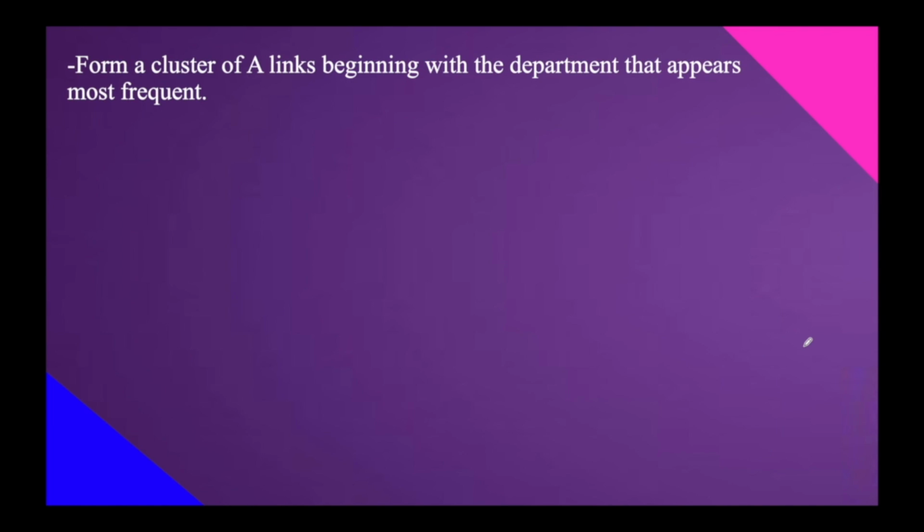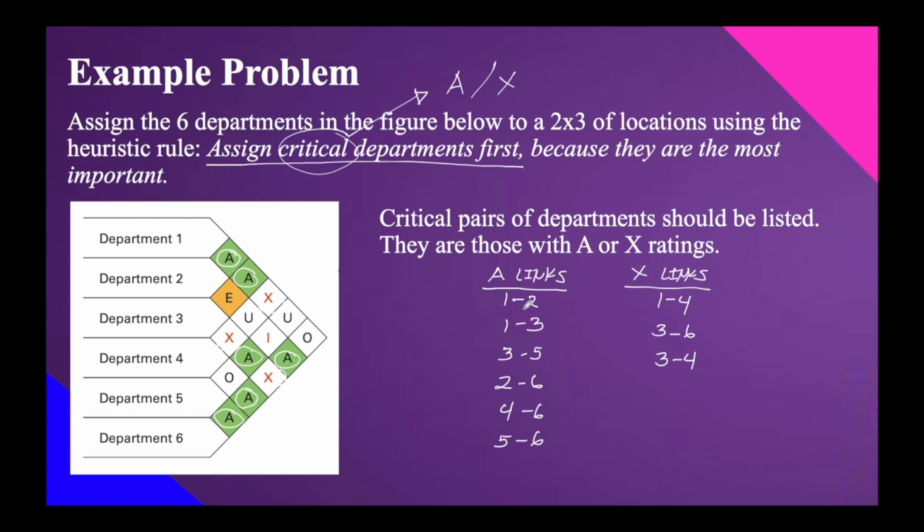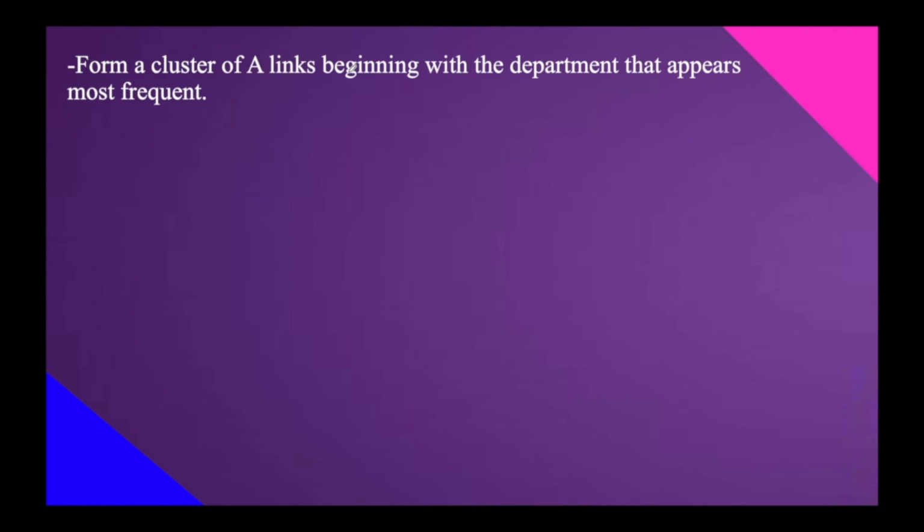Next, form a cluster of A links beginning with the department that appears most frequent. So, ano dito? Yung pinakamaraming lumabas. 1, dalawa lang. Number 2, dalawa rin. Number 3, dalawa rin. 5, dalawa. 4, isa. 6, tatlo. So, if we're going to do this, form a cluster of A links beginning with the department that appears most frequent, we should start with number 6.